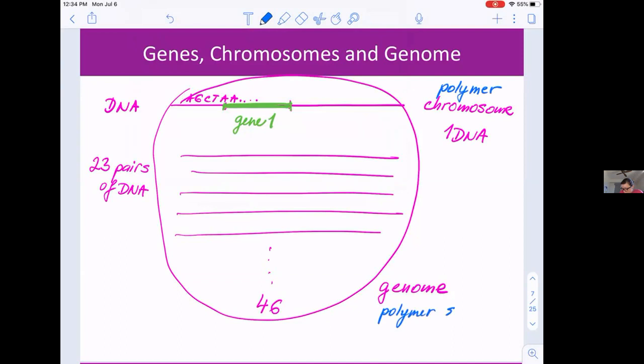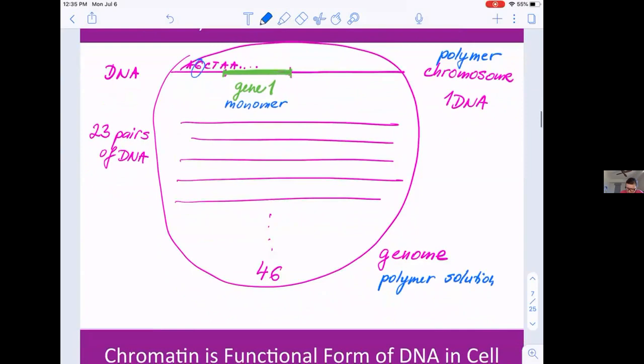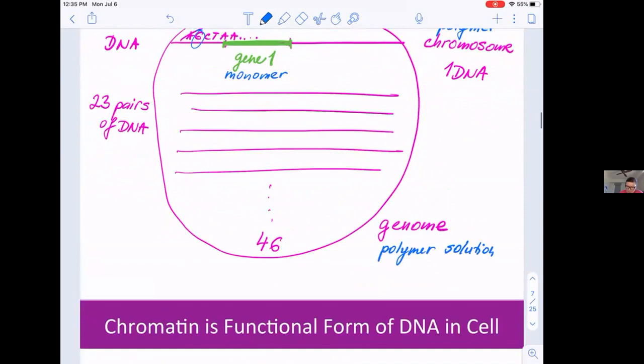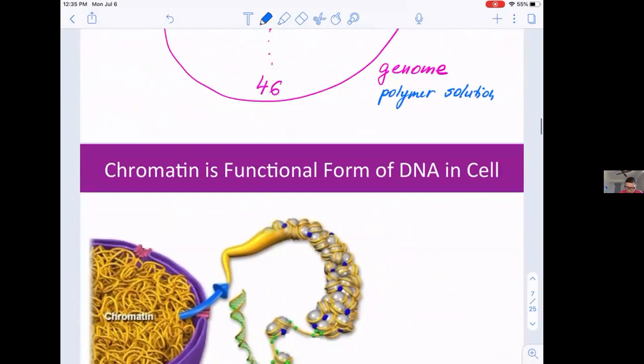And functionally, our monomer will be the gene. Structurally, our monomer is a base pair, right? So it will depend on the context whether you refer to the monomer as either this guy or a single letter. So, okay, with this we have established this. Now, of course, it is biology, so it would be too simple if I could simplify the genome with these three terms. So I will give you one more.